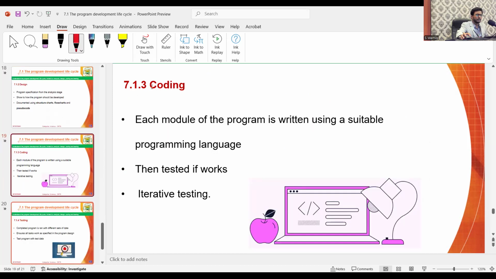Moving ahead with the third category, I hope it's completely clear regarding the program development lifecycle analysis part and design part. The third area I have right here is coding. Coding basically means that you are looking for a suitable programming language. You are testing whether it is working or not. And the word iterative basically means repetitive. That means you are repeating again and again to see whether it is actually working or not. You are deciding which programming language you should be using and which you shouldn't be using, right?